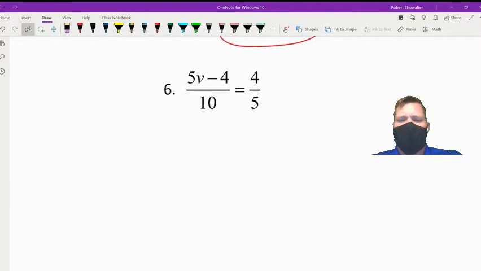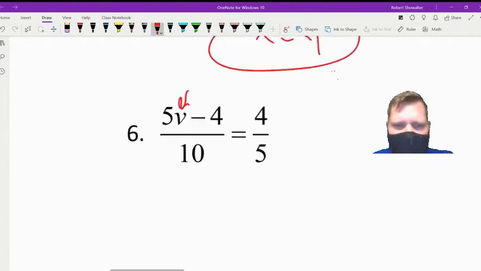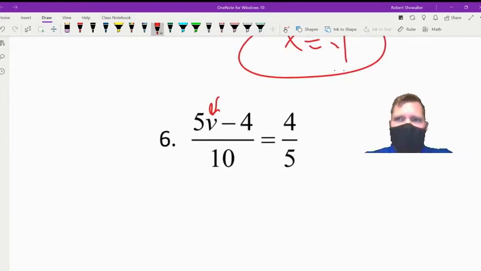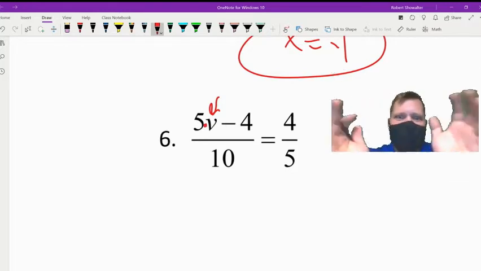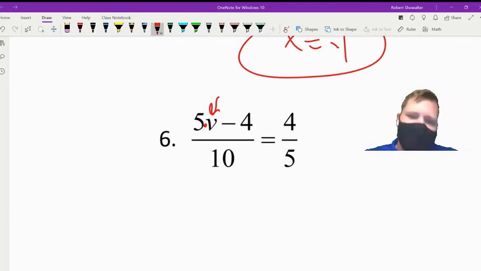Oh, this is a review problem. This doesn't have variables on both sides. There's only a variable there. But we want to focus in on where that variable is. We have the times 5, and the minus 4, and then this divide by 10 that we need to get rid of. Which one's furthest on the outside to get rid of? It's the divide by 10.